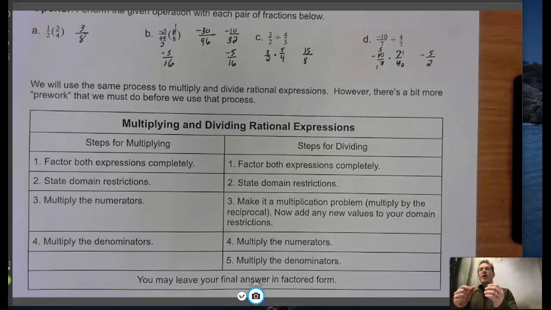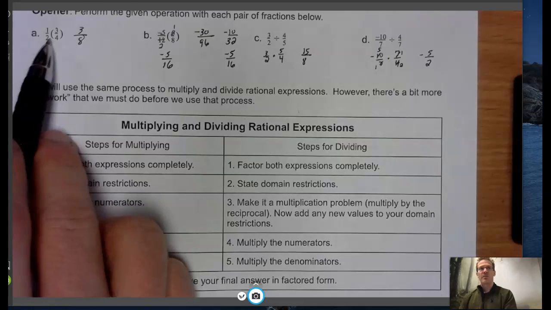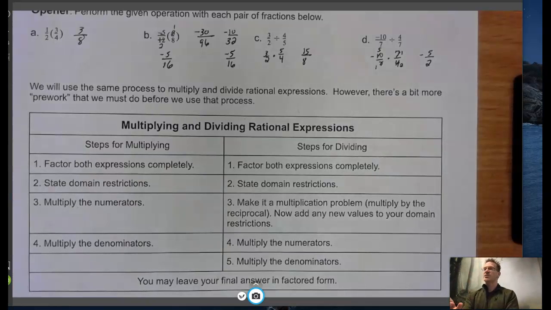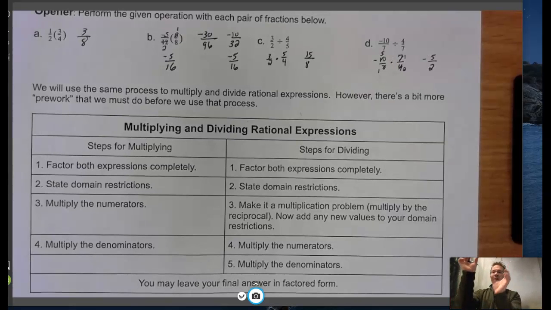reasons. One is we have to think about our domain restrictions because we can't have a denominator equal to 0. We don't have to worry about that with fractions. The denominator is not 0 because we have an integer in the denominator. But with polynomials, we can't see that clearly. So we have to factor in order to see those domain restrictions. The other piece is we have to factor because that allows us to see what that GCF, or that common factor, can be. So there are 2 reasons that we want to factor.